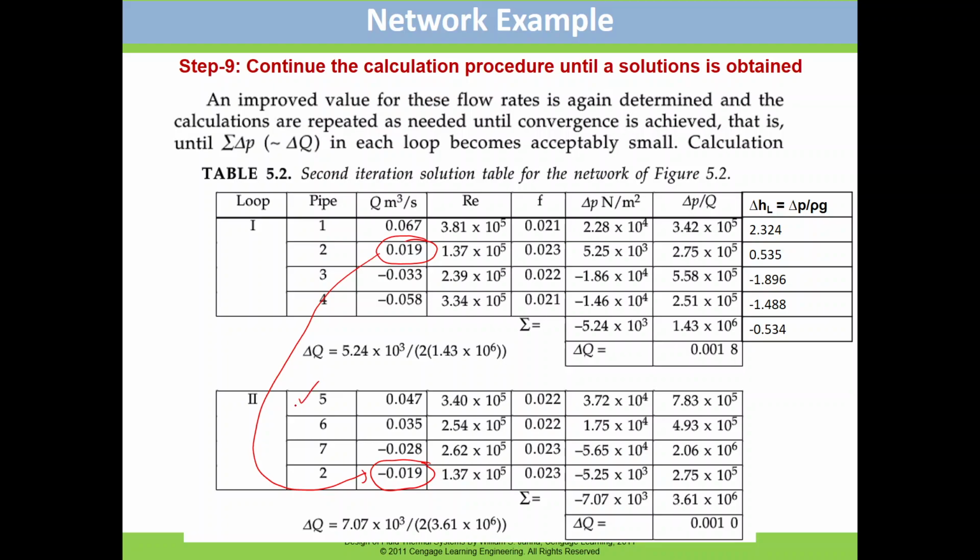So we can calculate Q5, Q6 and Q7 based on the delta Q2 only. Like the Q5 new is equal to Q5 plus delta Q from loop 2. And similarly the Q7 new is equal to Q7 plus delta Q from loop 2 only. And we can calculate for Q6 also. So this way we can calculate these values.